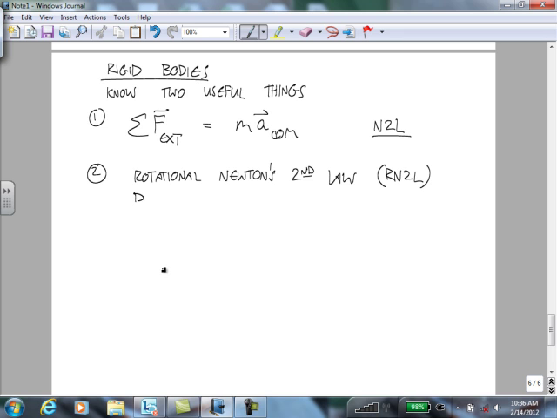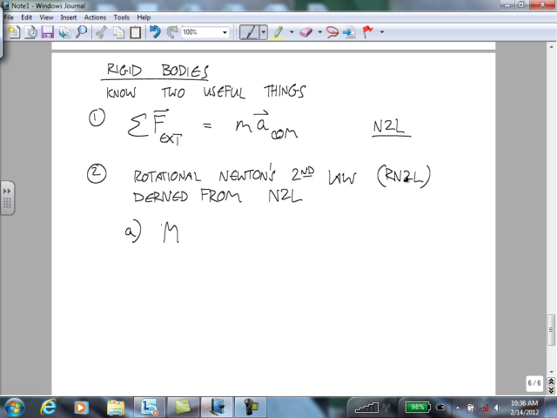I'll always just abbreviate it as Rn2L. That's derivable from Newton's second law. And we'll think of this as two pretty much equivalent, very similar looking equations. And which one you use depends on the problem that you're dealing with.